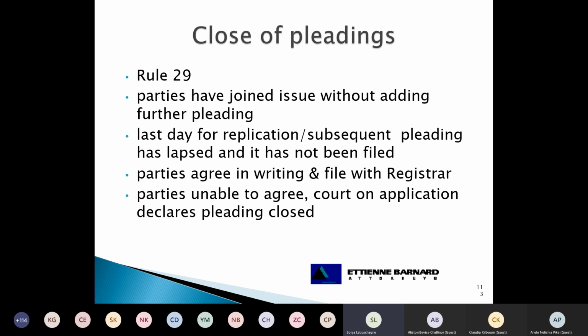All right. Close of pleadings. The parties have joined issue without adding further pleadings. Last day for replication or subsequent pleading has lapsed and has not been filed. The parties agree in writing and file with the registrar. And shockingly enough, if the parties can't agree, then you can bring a court application. It's important to realize when this date is because, as I said, there are certain things that can only follow after the close of pleadings. So if the parties can't agree, I've never seen such an application. I don't think anybody's ever not agreed with it. But sometimes people fight about everything. We are attorneys after all. So just remember you can bring an application if the other party denies that the pleadings have closed.